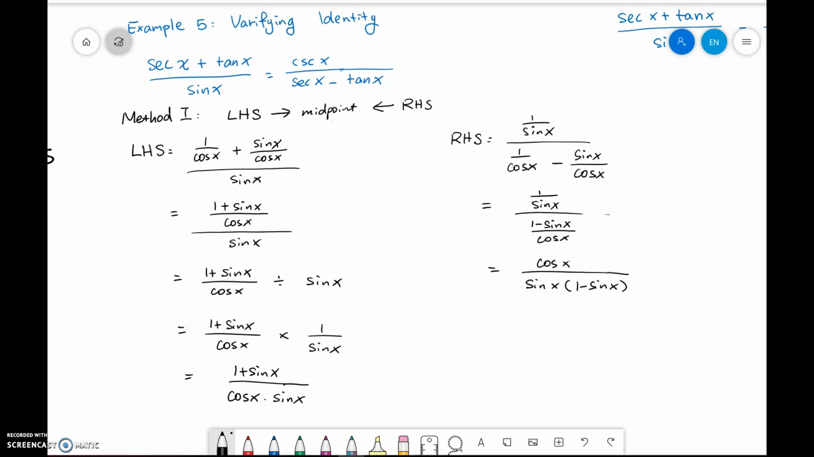Comparing the last line of the right hand side and the left hand side, on the denominator I have the sine of x, that's good. I do have one minus sine of x in the form, one is 1 plus, another one is 1 minus. I do have the cosine of x, but it is in a different place. So what I'm going to do is divide by cosine of x on both numerator and denominator.